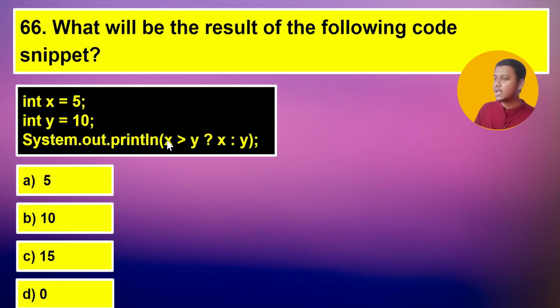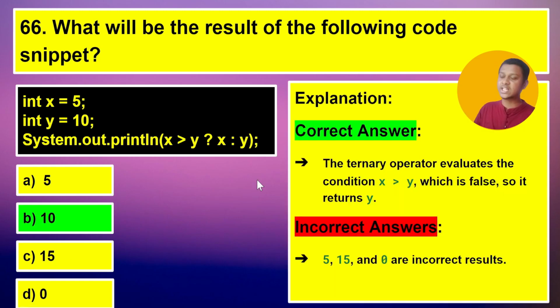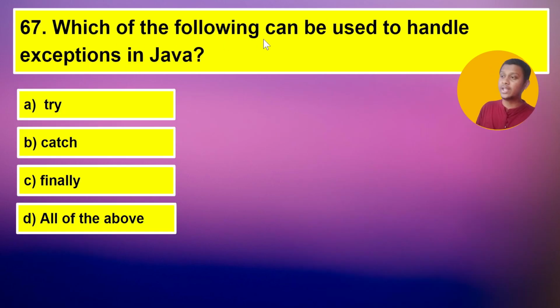So let's solve it. x > y, then question mark means if this statement is true, then it will print x, else it will print y. So here we have x = 5 and y = 10. So obviously x will not be greater than y. So in this case y's value will be printed. So here option B is the correct answer. As you can see in the explanation, the ternary operator evaluates the condition x > y, which is false, so it returns y.